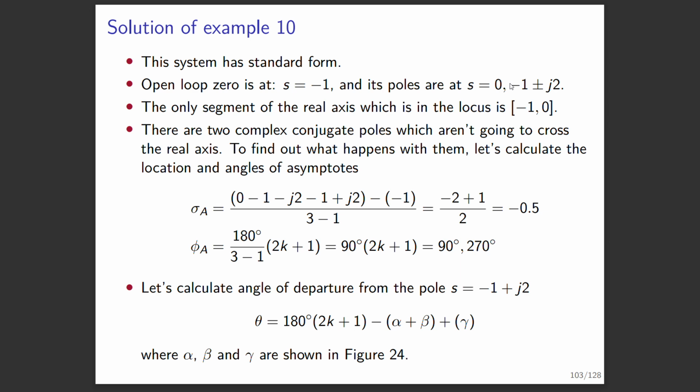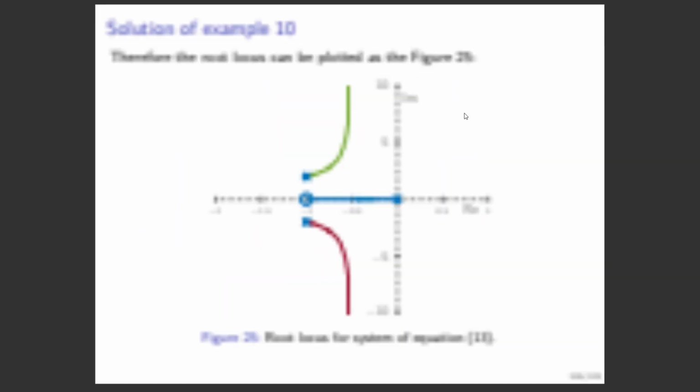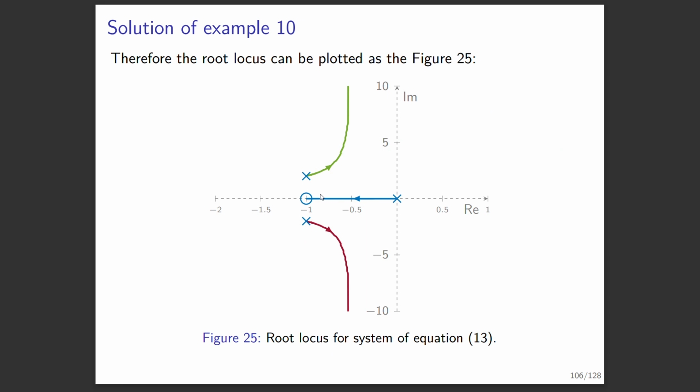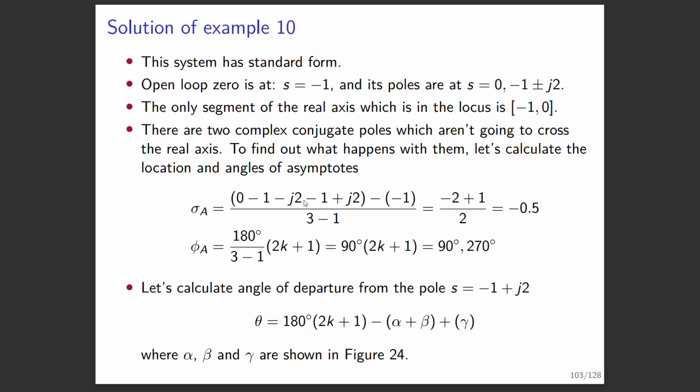Now, so here it would be this. Now I have 2 poles. I don't know what happens to these poles. Maybe I should calculate the location and the angle of asymptotes. If I do that, maybe I realize what happens.